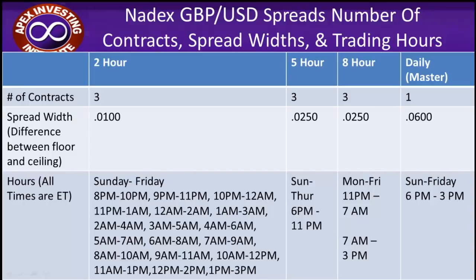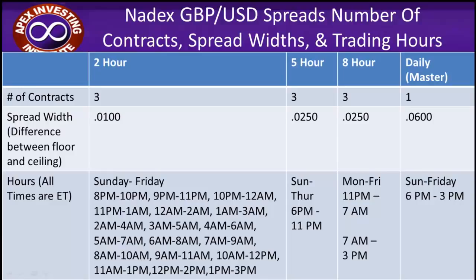Now, Nadex pound-dollar spreads give you a variety of contracts, spread widths, and trading hours. You can trade the 2-hour spreads from 8 to 10, 9 to 11, 10 to 12, 11 to 1, 12 to 2, 1 to 3, 2 to 4, every hour, 3 to 5, 4 to 6, 5 to 7, 6 to 8, 7 to 9, 8 to 10, 9 to 11, 10 to 12, 11 to 1, 12 to 2, and 1 to 3.